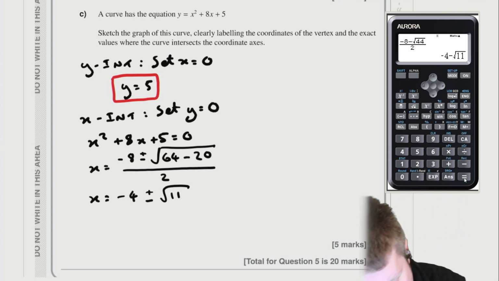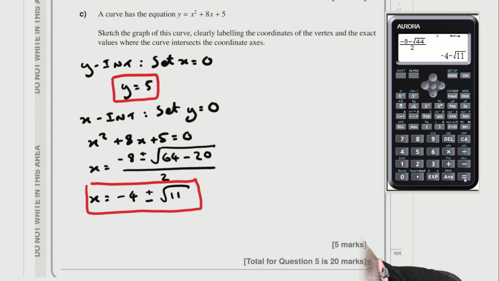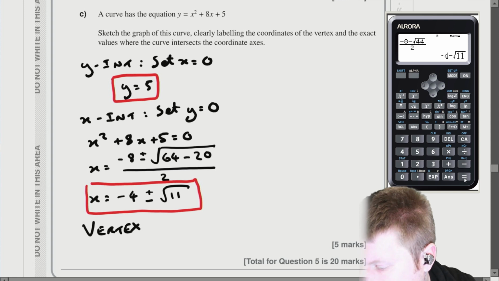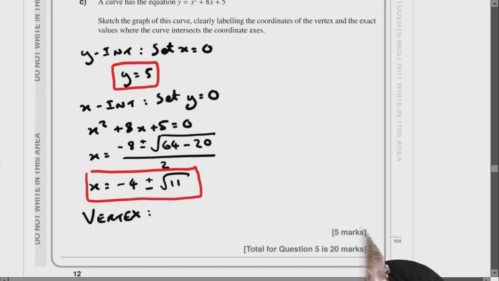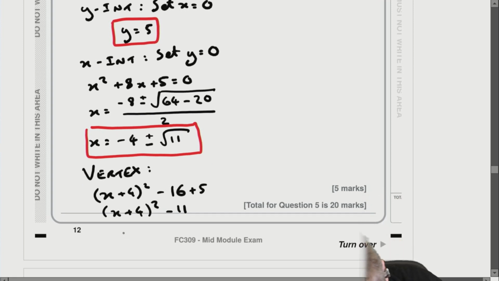Those are the 2 points where they cross the x-axis. The only last thing to find is the vertex. So to find the vertex, remember, we just complete the square. There's a formula for completing the square, which I have given you, but actually I just find it easier to just complete the square as you would normally. So I go x plus 4, all squared, minus this thing squared, so that's minus 16, and then plus 5. So as a result, this comes out as x plus 4 all squared, and that's going to be minus 11. So the vertex of this particular parabola is going to be negative 4 and negative 11.